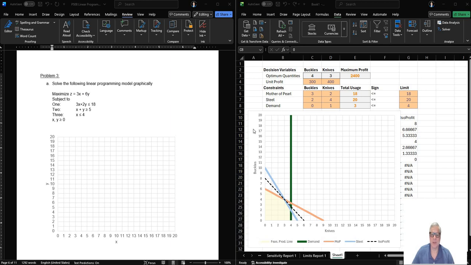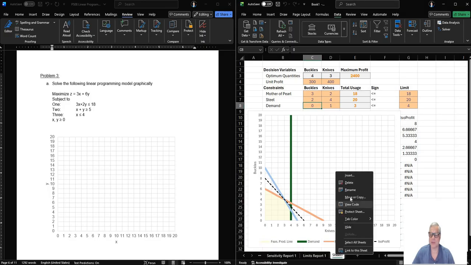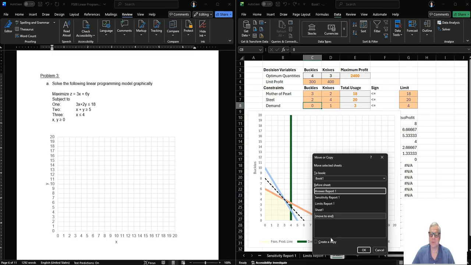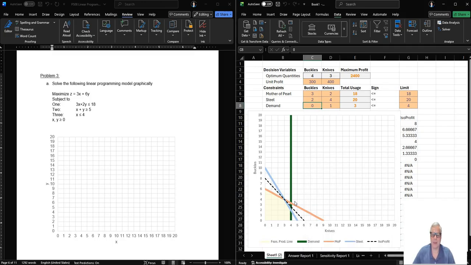And instead of mother of pearl, steel, and demand, we just have constraints called 1, 2, 3. So what we can do is we actually can just copy that sheet and then work with that one. And we don't have to start from scratch. So I'll just right click and say create a copy, and then maybe I rename it into problem set 3.